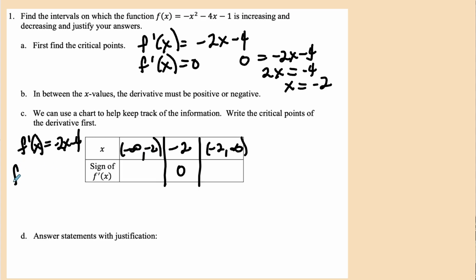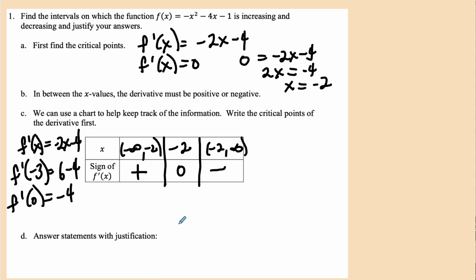So I think I'll just pick one of the values in the interval. I think I'll pick like negative 3. And when I pick negative 3, that's going to be a positive 6 minus 4. What I'm really concerned about is whether it's positive or negative, and the answer is it's positive. And for a value in the other interval, 0 is a nice value to use. I'm going to use 0, and so this will be negative 4. I'm not concerned about the 4 part, just that it's negative. And so now I know what's happening before the critical point and after the critical point.